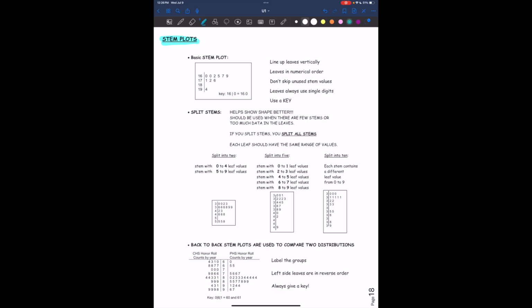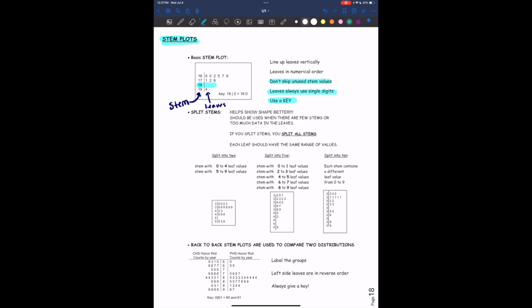Stem and leaf plots. Things that you need to know. Everything again lines up perfectly in order. You don't skip unused stem values. For instance, here I don't have anything in the 18 category. I'm just going to leave that. It's going to help us see how spread out the data is. Something else that's always pointed out: maybe we record this part right here, this would be considered the stem, and over here would be considered the leaves. The leaves always have a single digit in them. Again, your key is going to tell you what you're looking at.